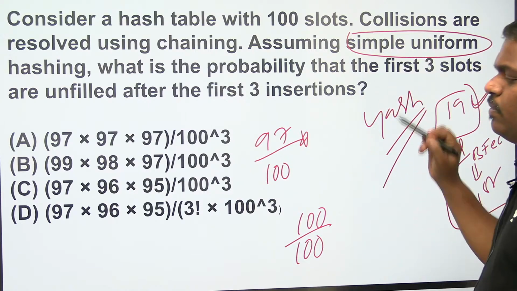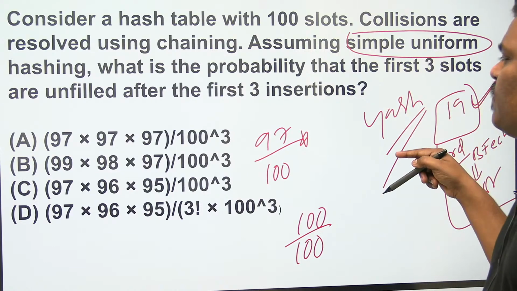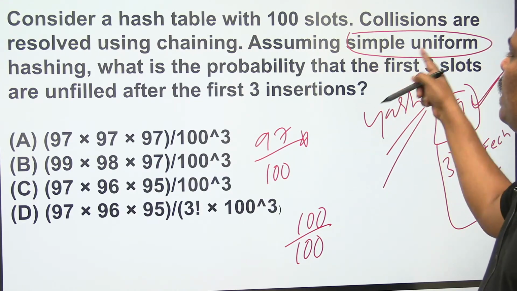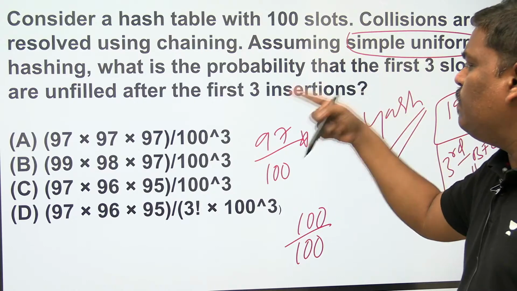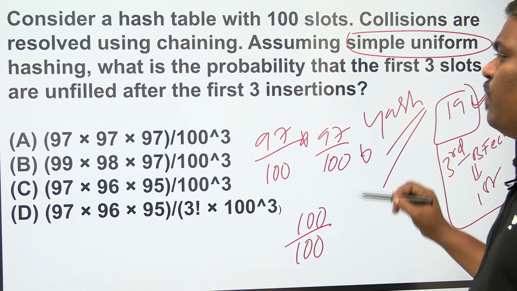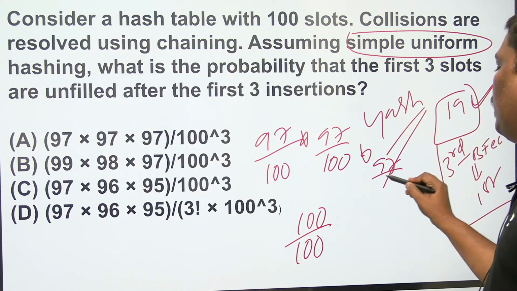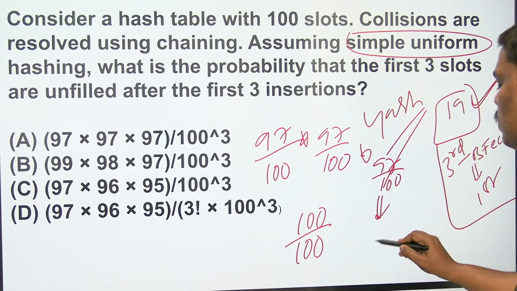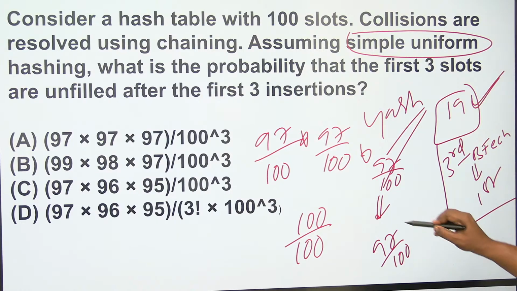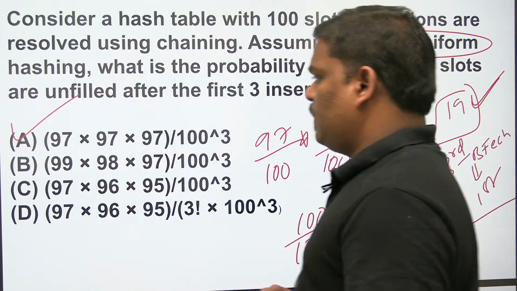Can you say what is the second time? The second element, if I apply the hash function, can go anywhere, but according to the condition, it cannot go to the first 3 places. So other places it can go anywhere. 97 by 100. Next, for the third insertion, other than those 3 places it can go anywhere. Again 97 by 100. So the answer is 97 by 100 whole cube. Answer is going to be option A.